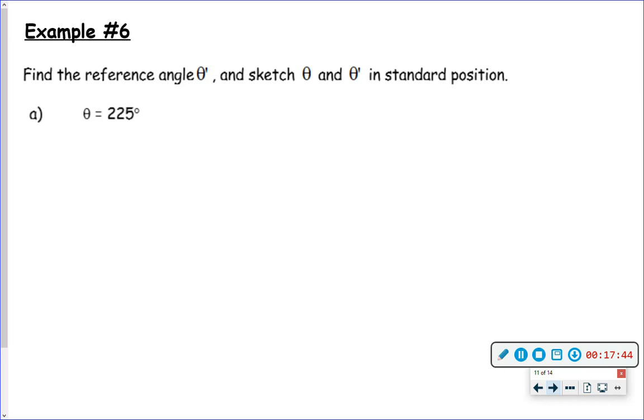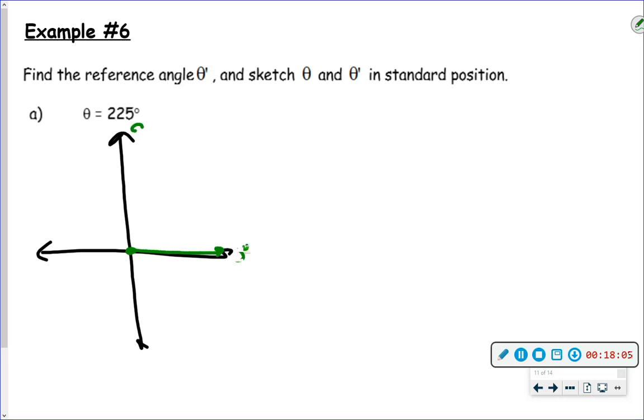Now, we have done reference angles. We just haven't maybe called them the fancy little name. You're going to know how to do this. Find the reference angle theta prime. So first, let's just, like normal, start marking out 225 degrees. Vertex on the origin, initial side. 225, of course, is going to be 45 beyond 180. So from here all the way around is my 225.